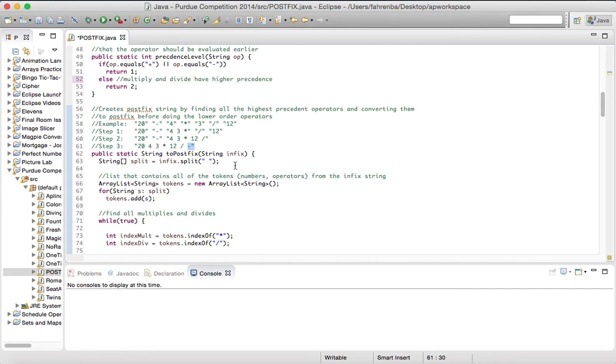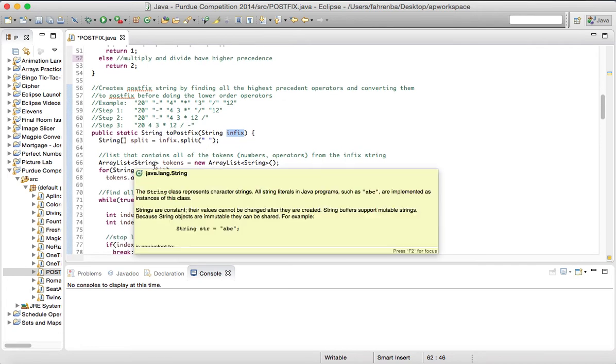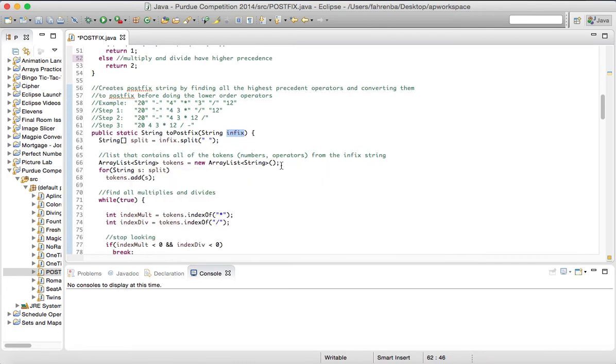So I first take my infix string and I split it around spaces to give me an array of all the different tokens. And then to make things easier on myself, I put it all into an array list. So here's my array list of strings. And then for each of the individual elements of the split infix string, I add it to the array list.